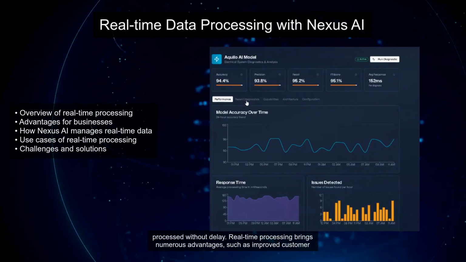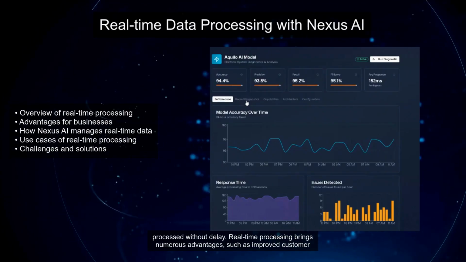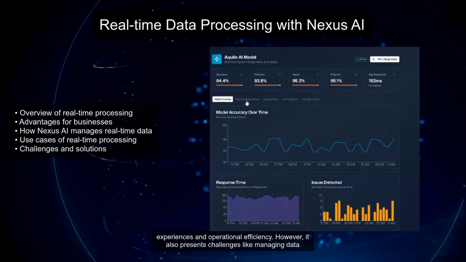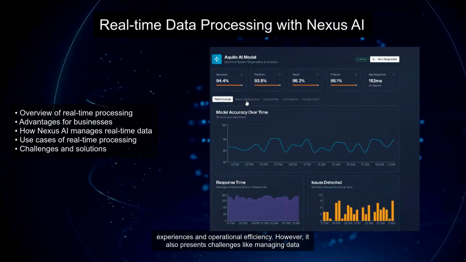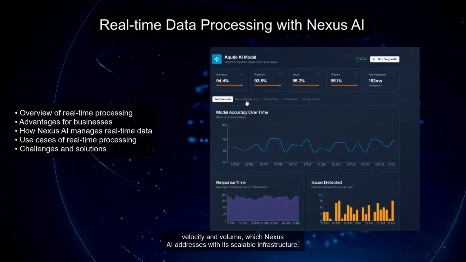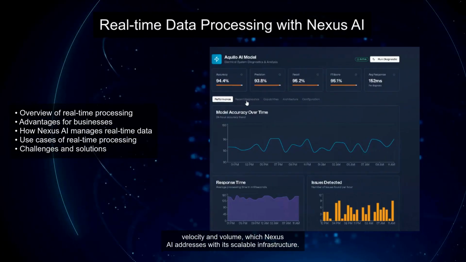Real-time processing brings numerous advantages, such as improved customer experiences and operational efficiency. However, it also presents challenges like managing data velocity and volume, which Nexus AI addresses with its scalable infrastructure.